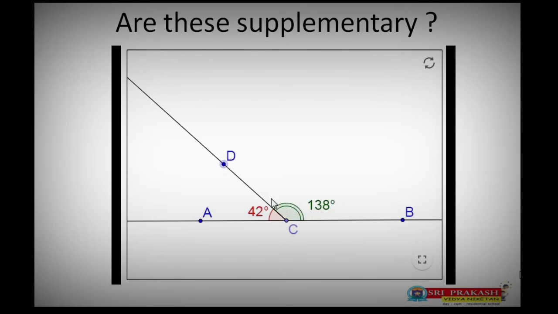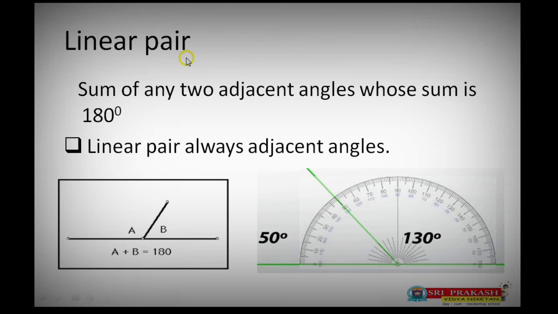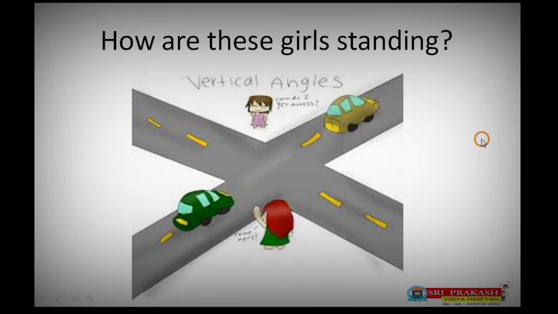What do you call this pair of angles? They are called a linear pair. Any two adjacent angles whose sum is 180 degrees are called a linear pair. So in a linear pair there are always adjacent angles. Angle A and angle B, their sum is 180 degrees. So A and B are a linear pair to each other. And 50 degrees and 30 degrees, even their sum is also 180 degrees. So these two are a linear pair.